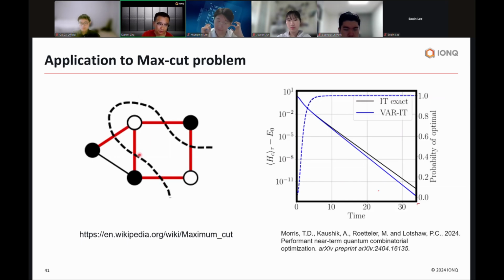In this case, 1, 2, 3, 4, 5. You can cut all the edges, right? This is an NP-complete problem. It's computationally known as very hard to solve. So you can use imaginary time evolution or variational time evolution. You can show that your energy indeed will drop, and in fact, it dropped to the optimum here. You can solve this problem effectively.